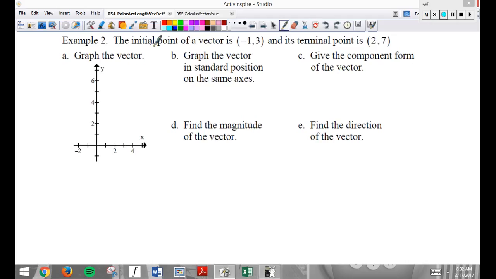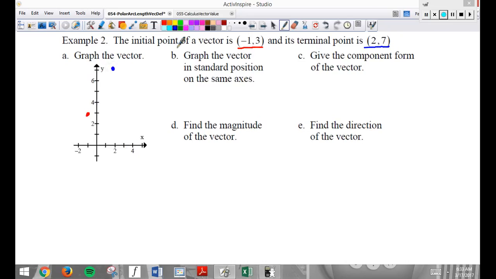Graph the vector. Now, depending on how you feel so far, this is a situation where I would recommend pausing the video, trying it out. If you need a hint, you can watch a little bit more, but really you should be able to do all of this on your own, I would imagine. So pause it, come back. 3, 2, 1. Here we go. The initial point, -1, 3. Back to good old rectangular coordinates. Terminal point, 2, 7.